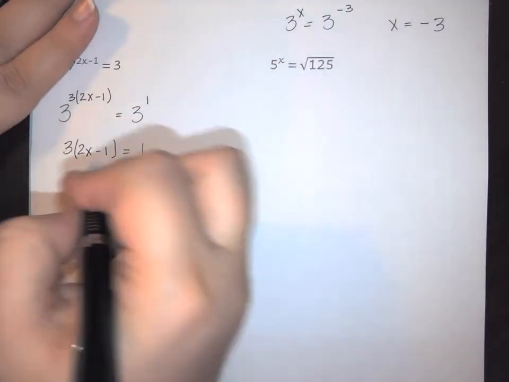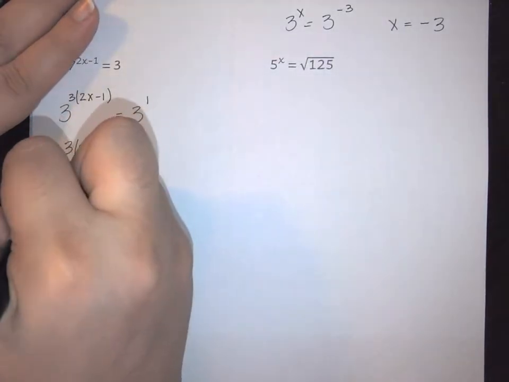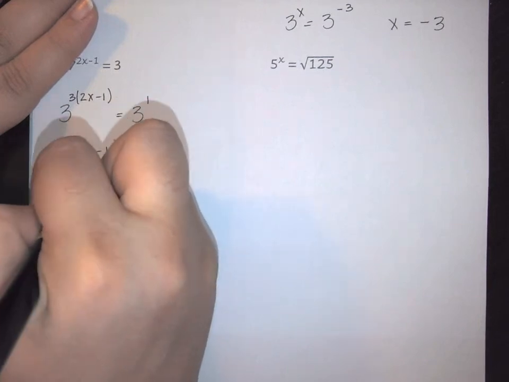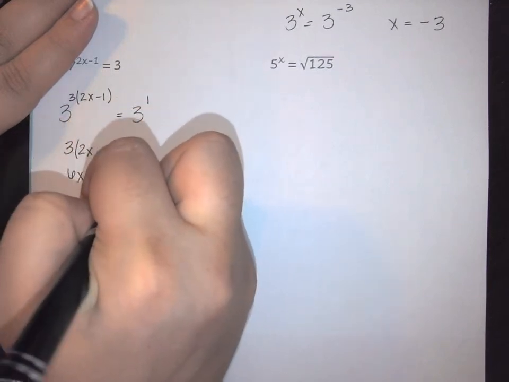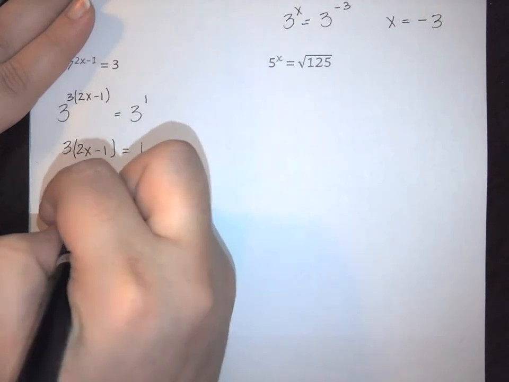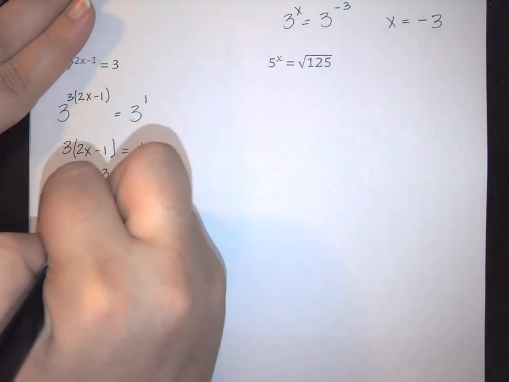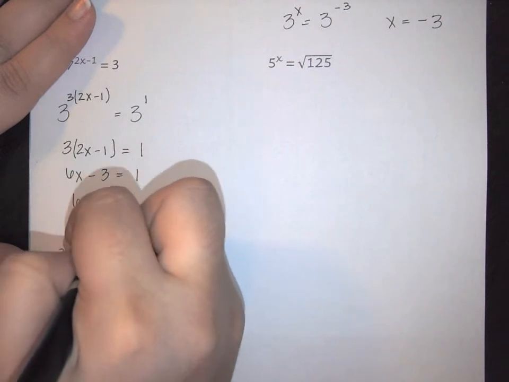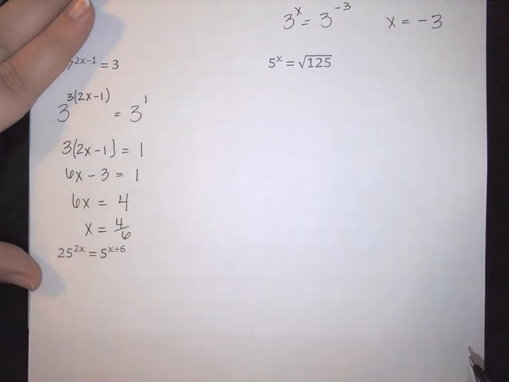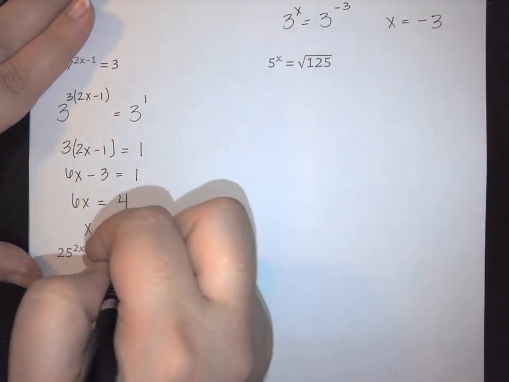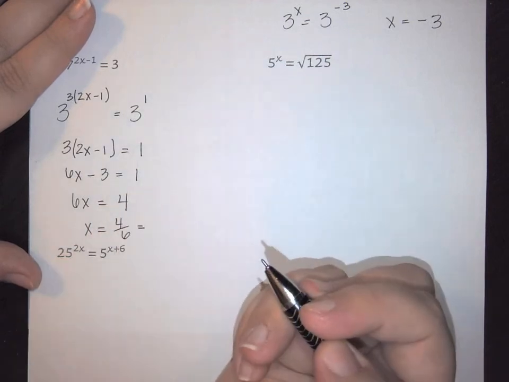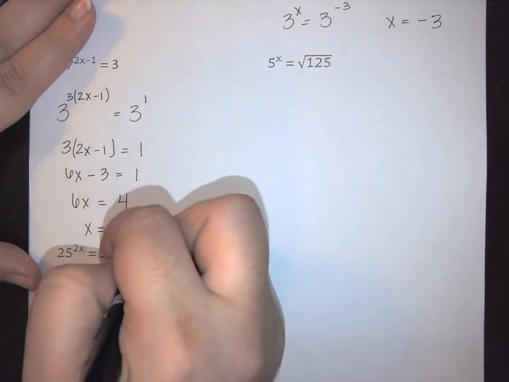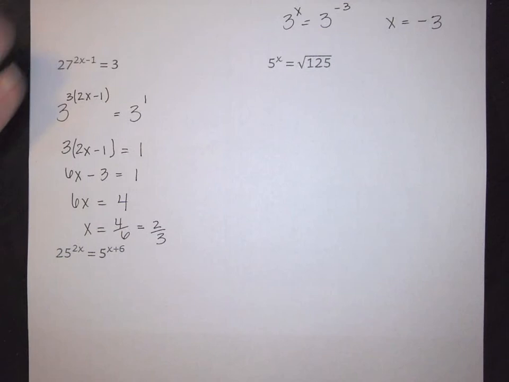So now we just need to solve. We're going to distribute the 3, so this becomes 6x minus 3 equals 1. So we get that 6x is equal to 4. So x is equal to 4 over 6. But remember, you always have to reduce, and in this case we can. I can pull a 2 out of both top and bottom, so this becomes 2/3.